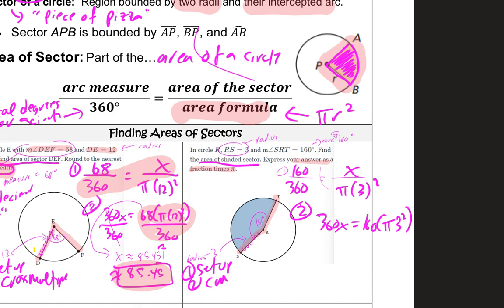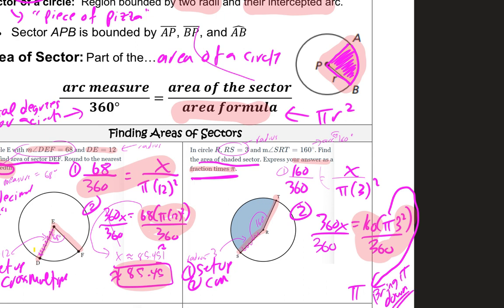Okay, now here's the deal. Since we want our expression as a fraction times pi, once we divide by 360, we're going to leave everything out. We're just going to type into our calculator everything except for the pi, right? And we're going to bring the pi down to our answer. So bring pi down. All right, so that's what we need to remember. We're going to bring the pi down to our answer.